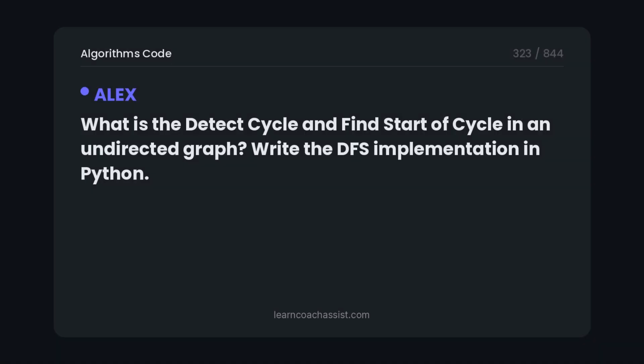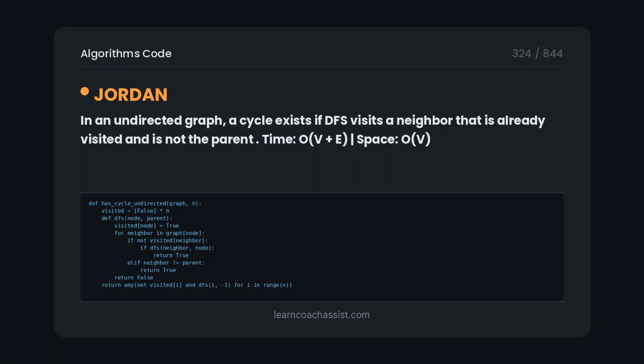What is detect cycle and find start of cycle in an undirected graph? Write the DFS implementation in Python. In an undirected graph, a cycle exists if DFS visits a neighbor that is already visited and is not the parent. Time O(V+E), space O(V).